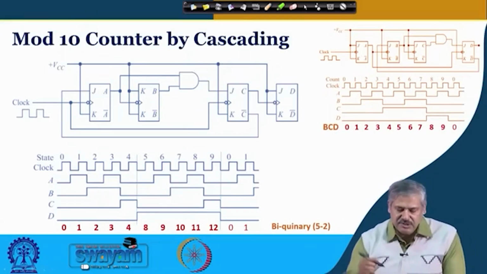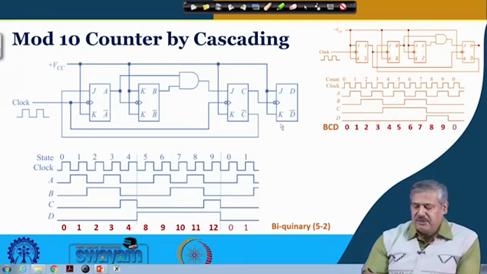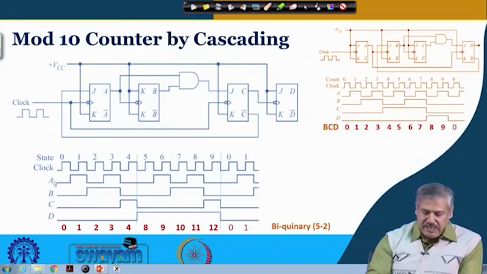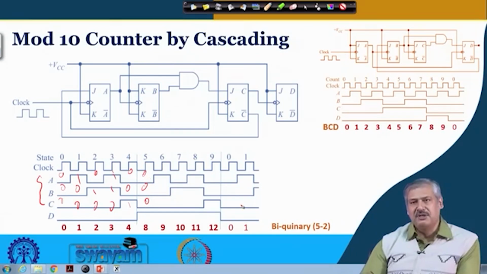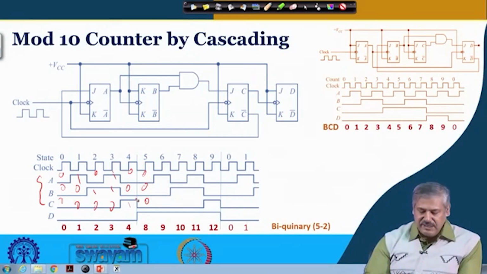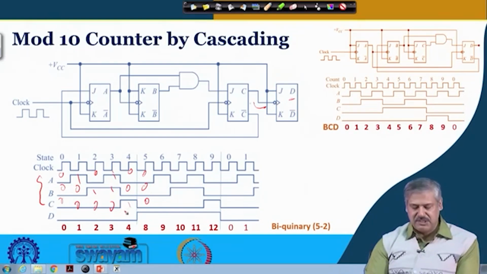Right. So coming back, mod 5 followed by mod 2. In this case A, B, C, the first three, are the mod 5 counter. So 0 0 0, 0 0 1, 0 1 0, 0 1 1, 1 0 0. Then again 0 0 0 is coming, and so on and so forth. And the negative edge of C is fed as the clock here, so flip flop D will toggle. That is what is happening at the negative edge of C.